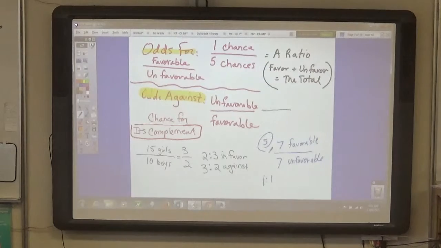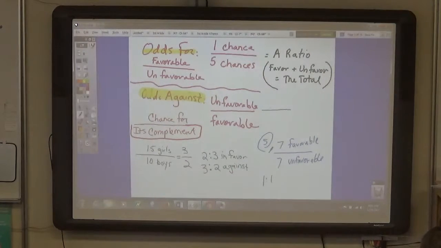So for your assignment, do 1 through 10 on the practice side, and then 11 through 21, odds, since we're talking about odds. 1 through 10 for probability, and 11 to 21 for odds.